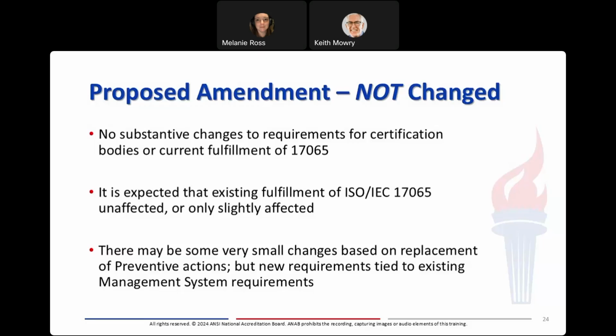That means that there should be no need for special audits, for transition periods, for any significant change in the flow of how organizations use and demonstrate their fulfillment of 17065. For example, if your internal audit function, or if you're a certification body and you fulfill 17065, your internal audit function should not have to undertake any sort of special new activity after the document is amended. They can pick up these changes in the normal cycle of their internal audits. They should be very, very minimal. And so the idea here is that we bring 17065 up to date without causing really any significant disruption.